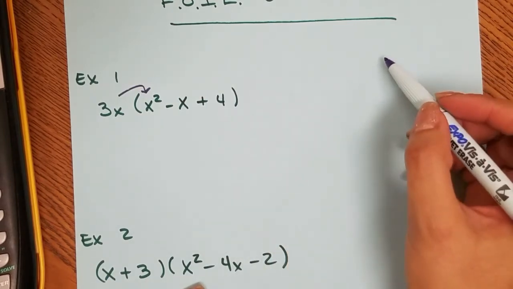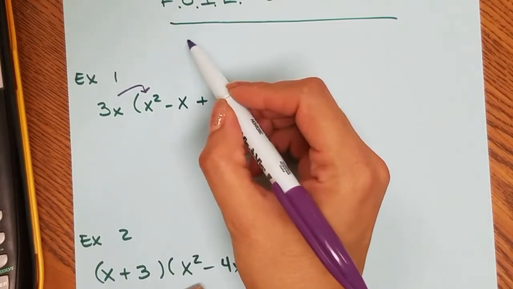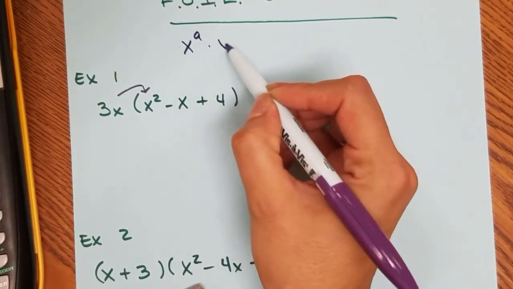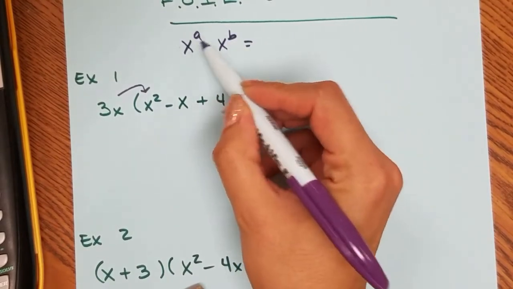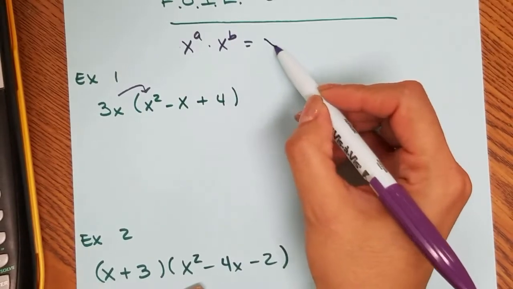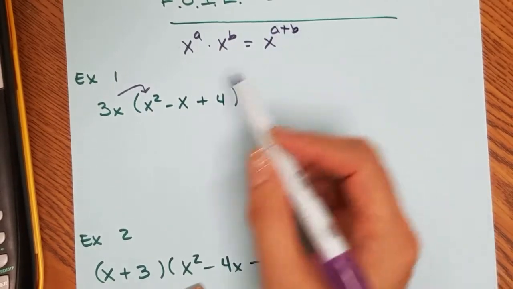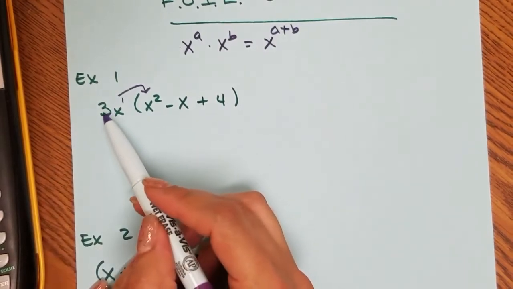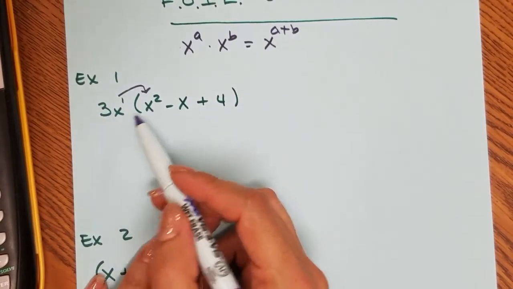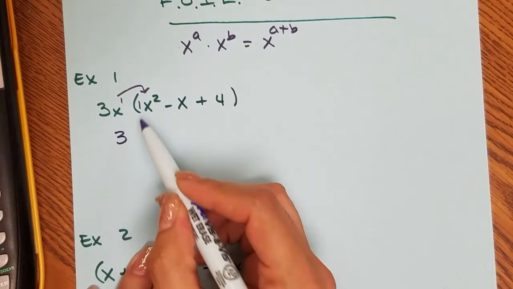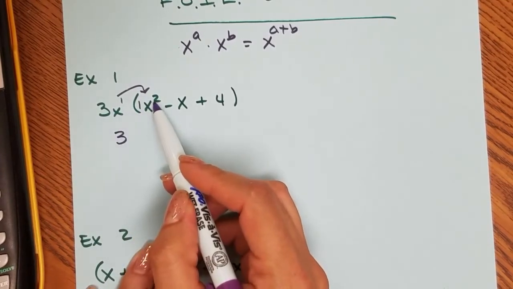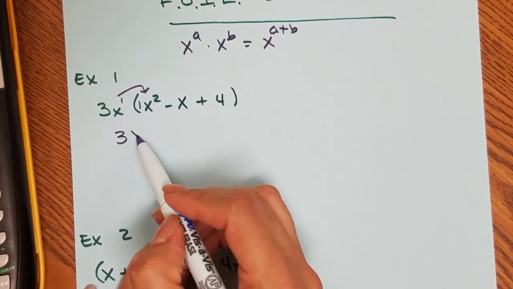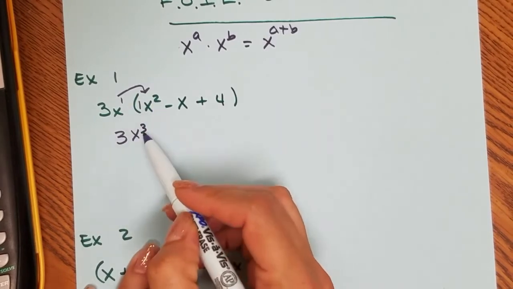Now remember that when you multiply exponents, so x to the a times x to the b, you have to add the exponents, okay? So this is going to be x to the a plus b. So the same thing here. This is x to the 1 power. So you multiply your coefficients first. 3 times 1 is 3. x to the 1 times x squared is x cubed. 1 plus 2 is 3.